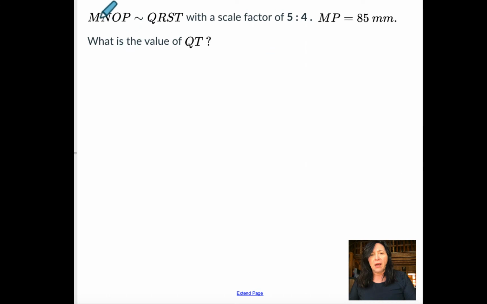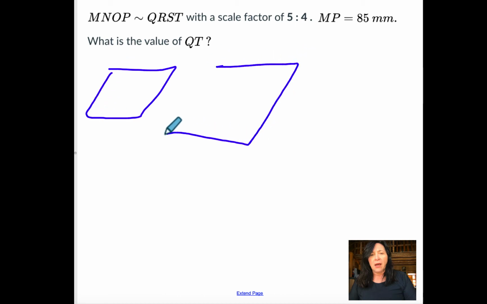The next problem says MNOP to QRST. So if I wanted to just kind of visualize what this might look like, I'm going to draw it out, right? So here's M, here's N, here's O, and here's P. And remember, because they are similar, whatever M is, Q has to equal. So that means Q is going to be up here. And then N is going to correspond with R. So that's going to be R, and then S, and then T.